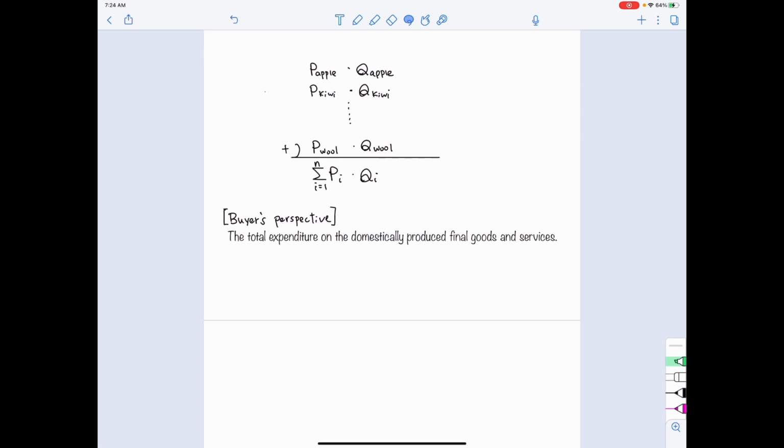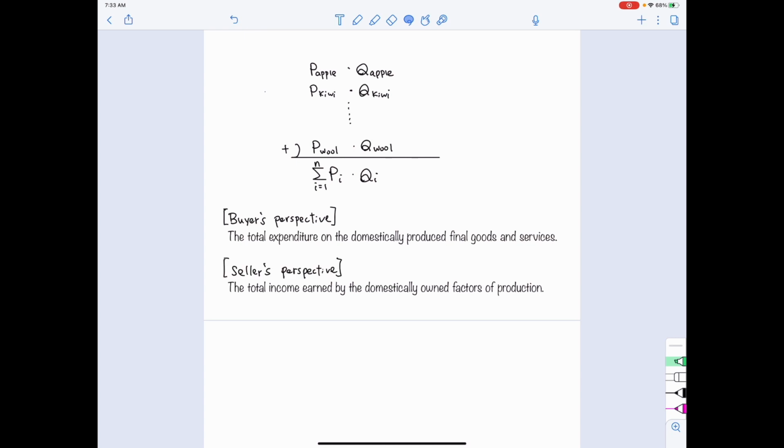Therefore, we say that the total value of the goods that are sold will become the income of all the factors of production. That can be wages, can be interest, can be profit. Therefore, we say that the third perspective for coming up with the GDP is to add up the total income earned by the domestically owned factors of production, and I call it the seller's perspective.